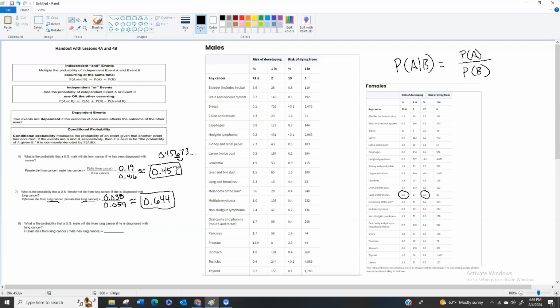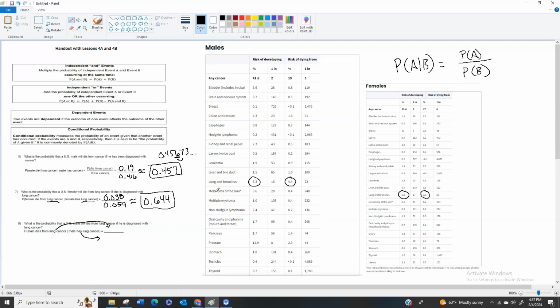Same thing up here. For overall cancers, about a 50% chance of passing away from it, given that you have been diagnosed with cancer for a male. But that's any cancer. So now it says, what's the probability that a U.S. male will die from lung cancer if he's diagnosed with lung cancer? So again, on the bottom, you're going to have the probability that they actually have it. And then on the top, the probability that the male dies from it. So now we're looking at males, and we're looking at this number and this number. So the risk of dying goes on top. That would be the 4.4.